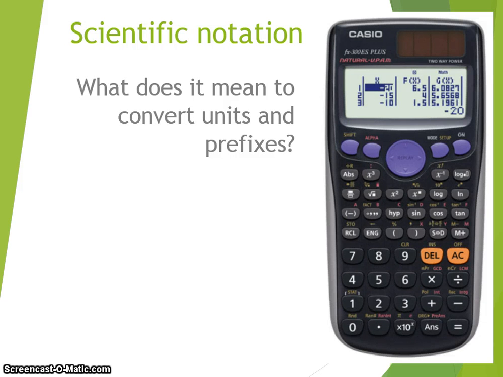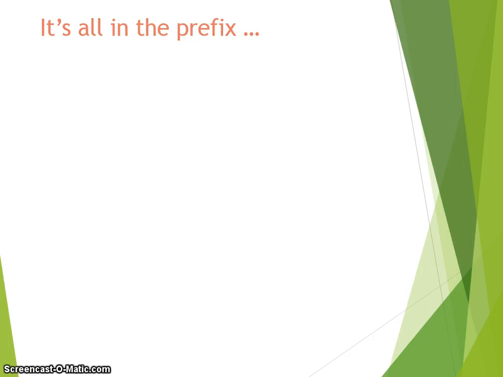This is about scientific notation. What does it mean to convert units and prefixes? And you will have to have a scientific calculator. In this case, I'm using the Casio. It's all in the prefix. So what do these prefixes mean?